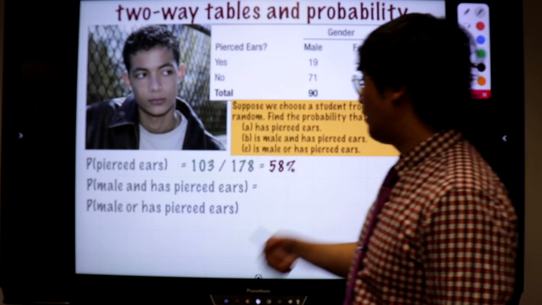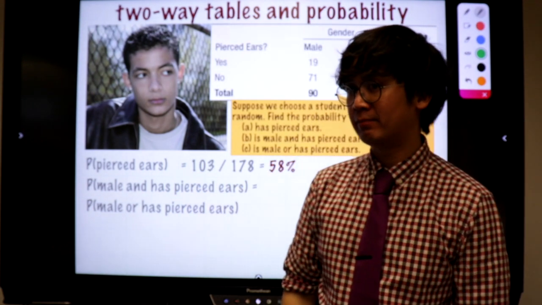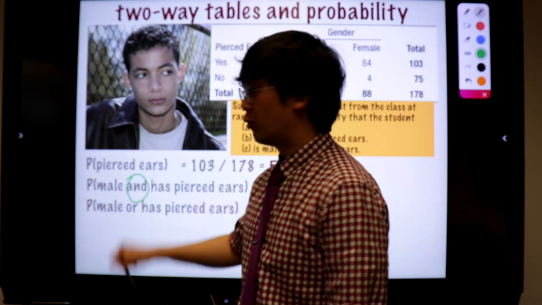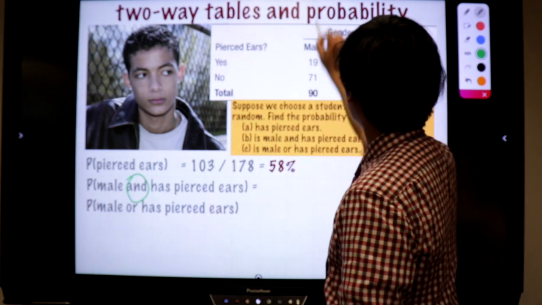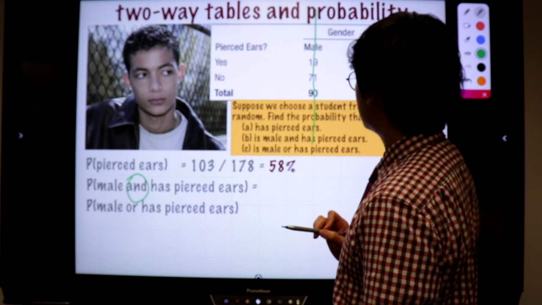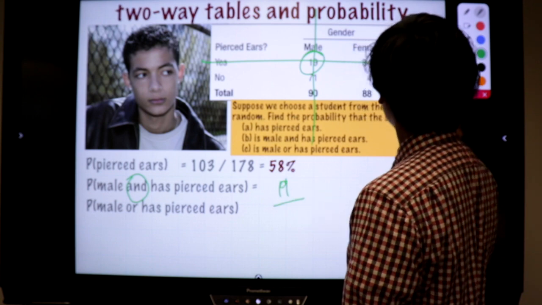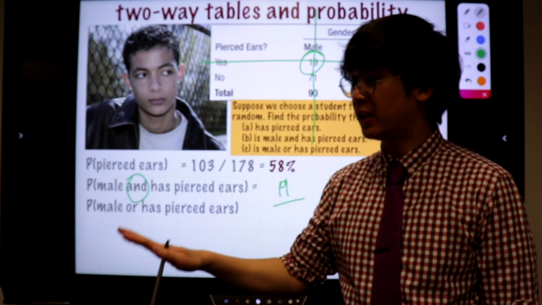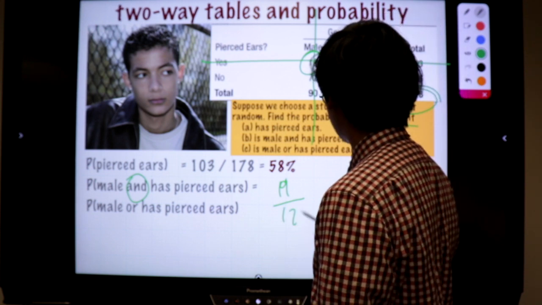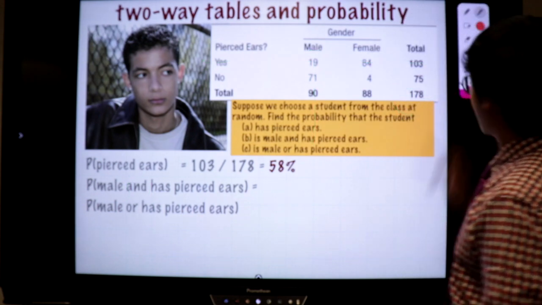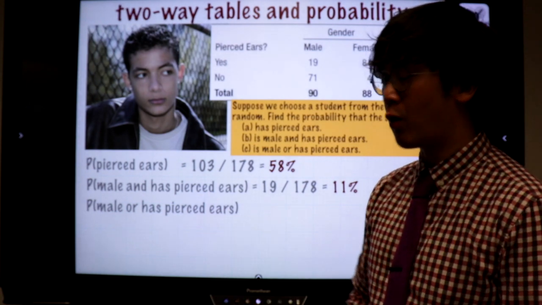What about the second one? Male and has pierced ears. Is it a union or intersection? Intersection. Which means they need to have both qualities, right? Male, has ear piercing. 19 out of always the total, because there's no condition yet. All of them are students, right? So it's 19 out of 178, which is about what? 11%. Smaller, obviously, because they need to have both qualities.